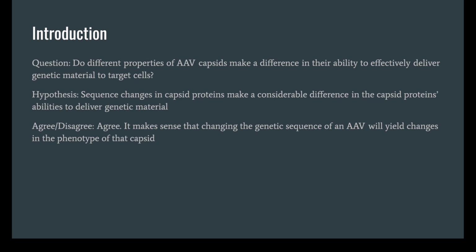The scientists writing this paper hypothesized that sequence changes in the DNA that encodes for these capsid proteins do make a considerable difference in the capsid protein's ability to deliver genetic material. And we agreed with this. It makes sense that changing the DNA of the AAV capsids, which changes the properties of those capsids, will yield changes in the ability of that capsid to deliver genetic material.